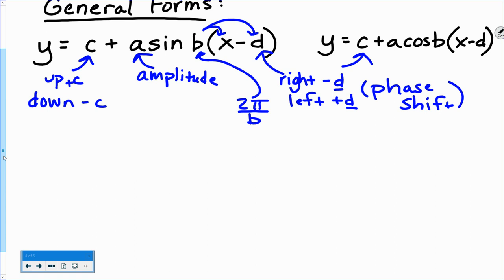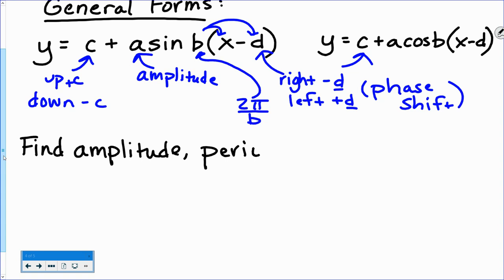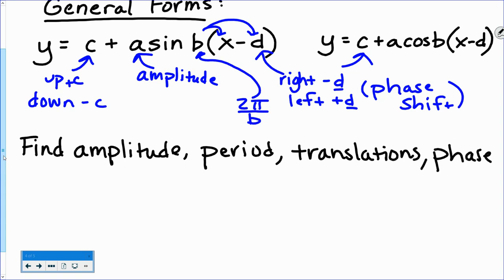Our first examples, I want you to find a number of things. I want you to find the amplitude, the period, translations, and the phase shift. The translations will be an up and down. The phase shift will be your left and right. And then the amplitude and period we've already done before.